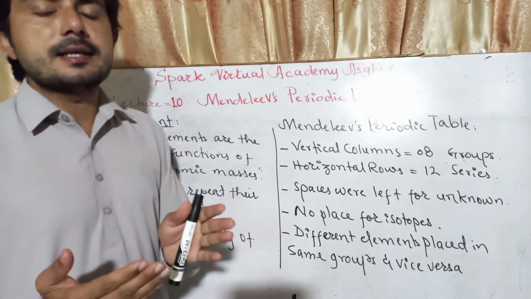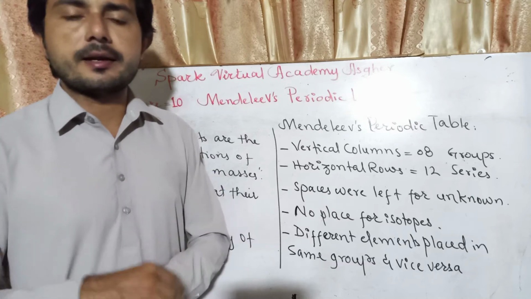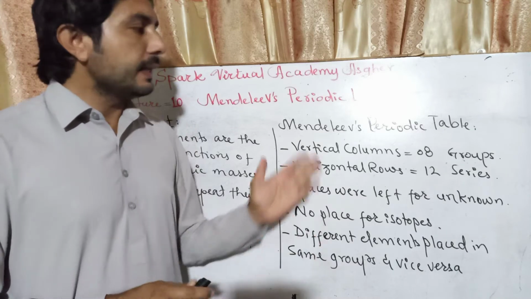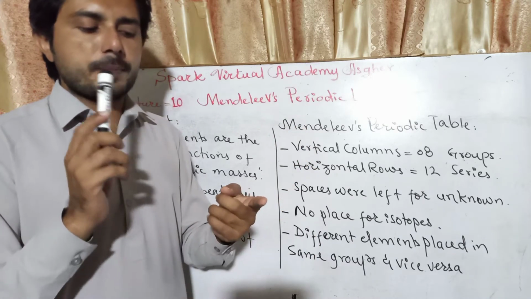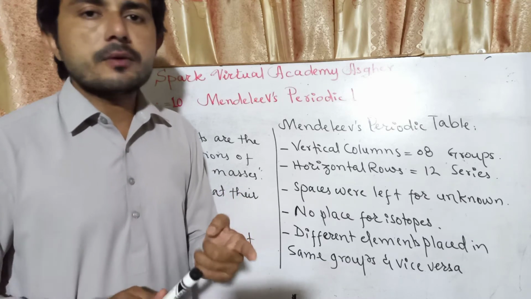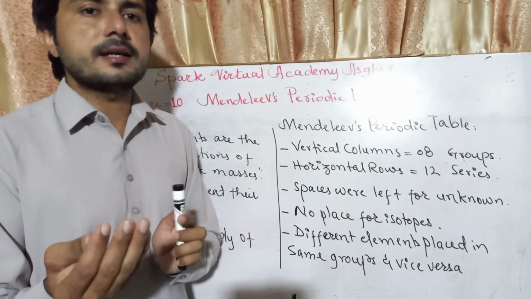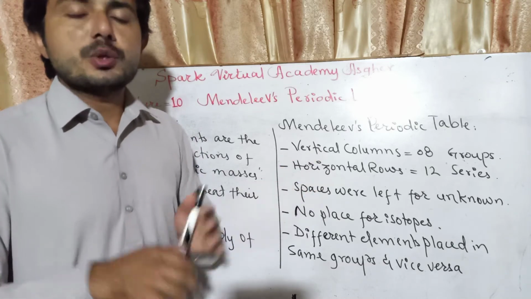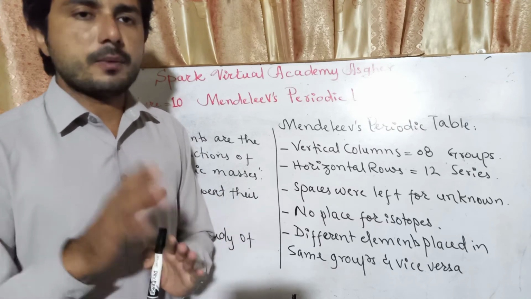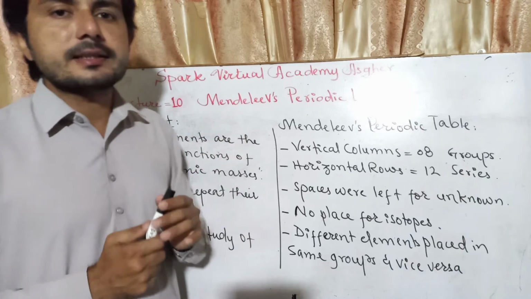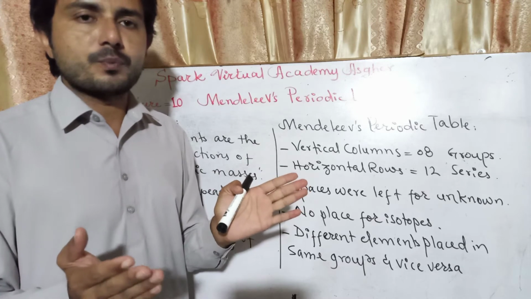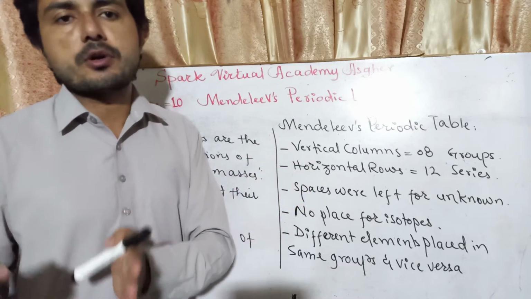Mendeleev also arranged the elements according to increasing atomic masses. One thing should be clear: until Mendeleev, whether it was Dobereiner, Newlands, or Lothar Meyer, the atomic number was not discovered. The scientists had only discovered the atomic mass. So everybody was arranging the elements according to increasing atomic masses. However, Mendeleev was the first scientist who gave the periodic table a proper shape that is used nowadays in the modern periodic table.